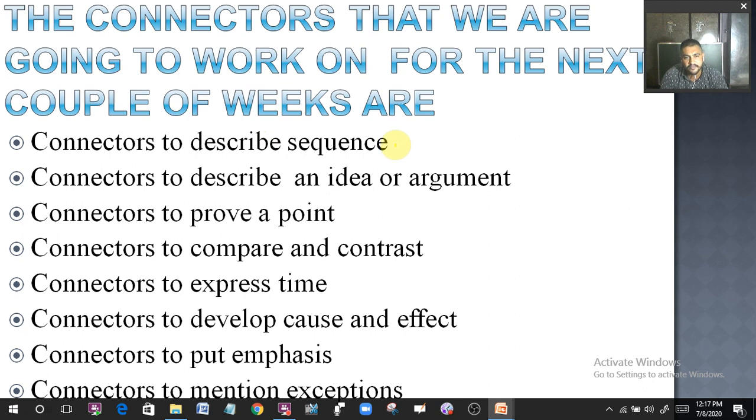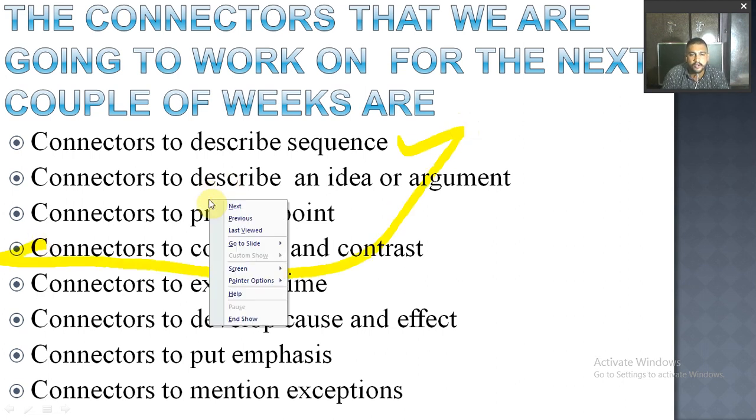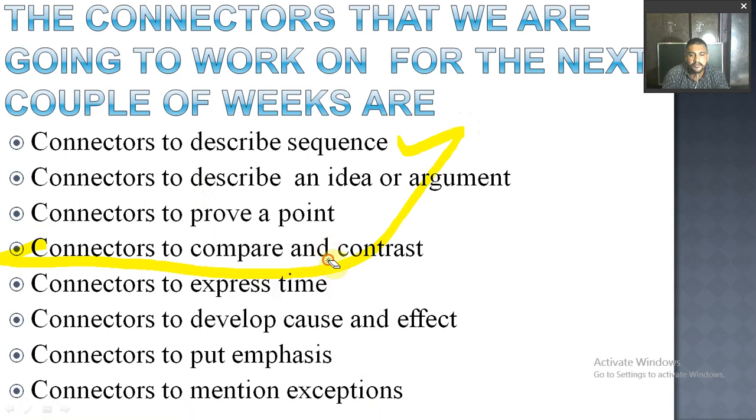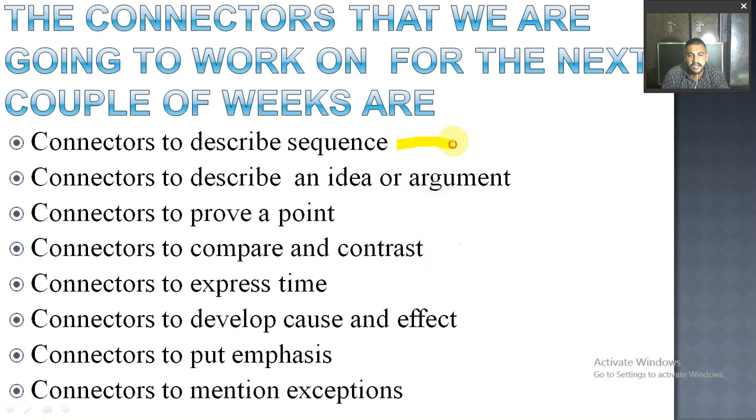Okay, I'm going to make a video on how to describe a sequence, how to say something in a sequence: firstly, secondly, and lastly, or something like that. So when we talk about the sequence of something, then definitely I'll make one video for that, and then I'll make a video for argument also.